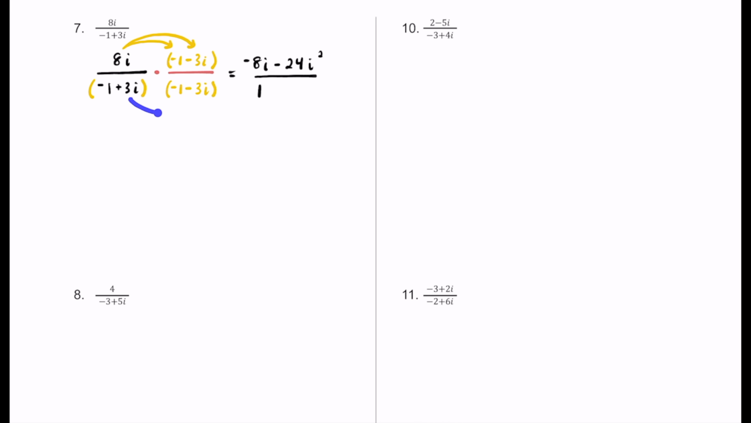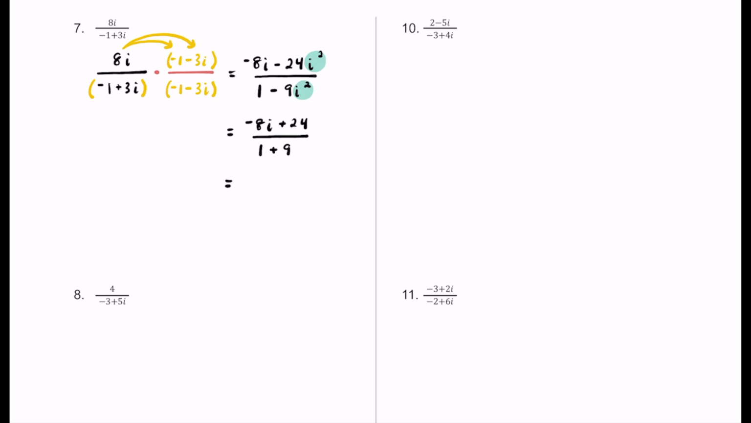And then when we do the last, it's going to be 3i times negative 3i, so that's going to be negative 9i squared. So let's go ahead and write minus 9i squared. Top and bottom, you're going to see two spots where we see i squared. In the numerator, we have negative 8i, and then we have negative 24 times negative 1, so that's going to be positive 24. And then in the denominator, we have 1, and then negative 9 times negative 1 is going to be positive 9, so let's go ahead and write plus 9.